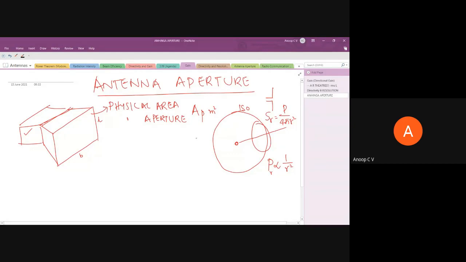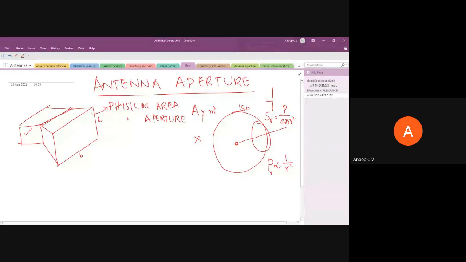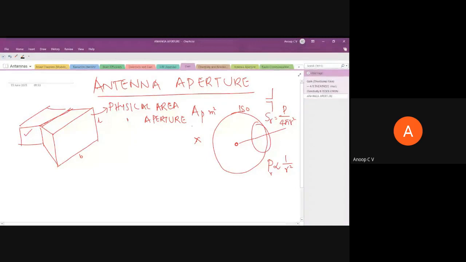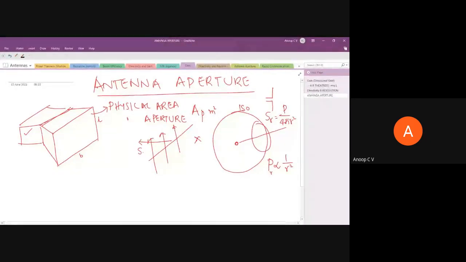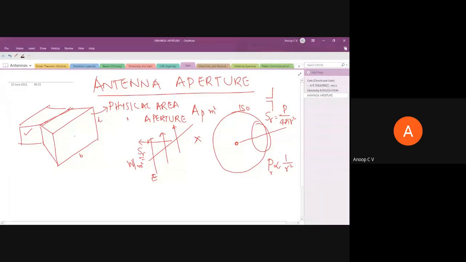Suppose you have a transmitter at this point, transmitting some power to this antenna. Its electric field intensity vectors are oriented like this, and the power as such is radiated in this direction. So this S is nothing but power per unit area, watts per meter square. So what will be the total power this antenna can capture?